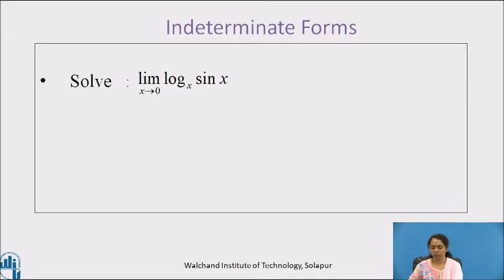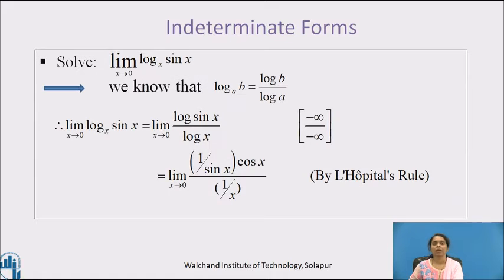I hope you have done it, so let's solve it with the help of an identity of logarithm. Log of b to the base a can be written as log b upon log a. So likewise, we'll write limit x tends to 0 log to the base x of sin x as limit x tends to 0, numerator log of sin x divided by denominator log x.